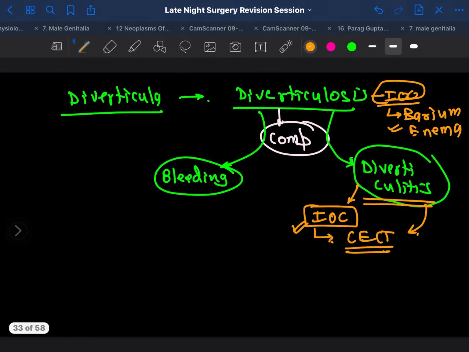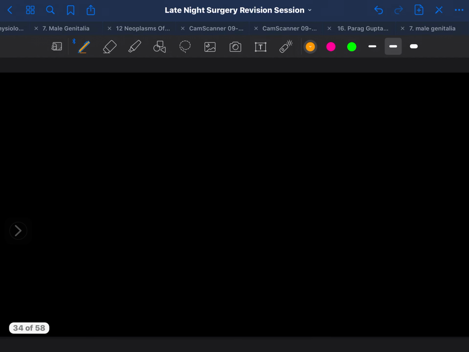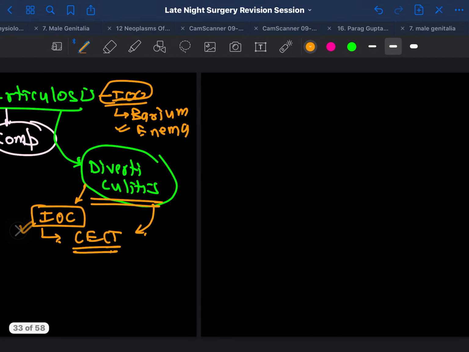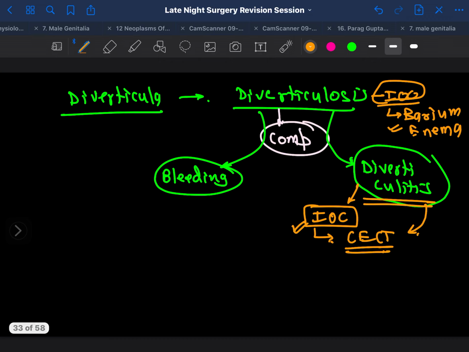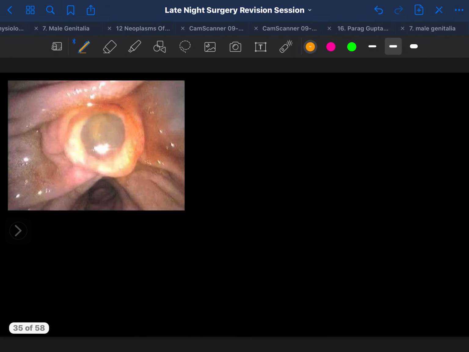So yeah, this is the clinical scenario and the images regarding diverticulosis and diverticulitis. That is all about a few important points regarding diverticulosis and diverticulitis. Now, let's move on to the next question, guys.